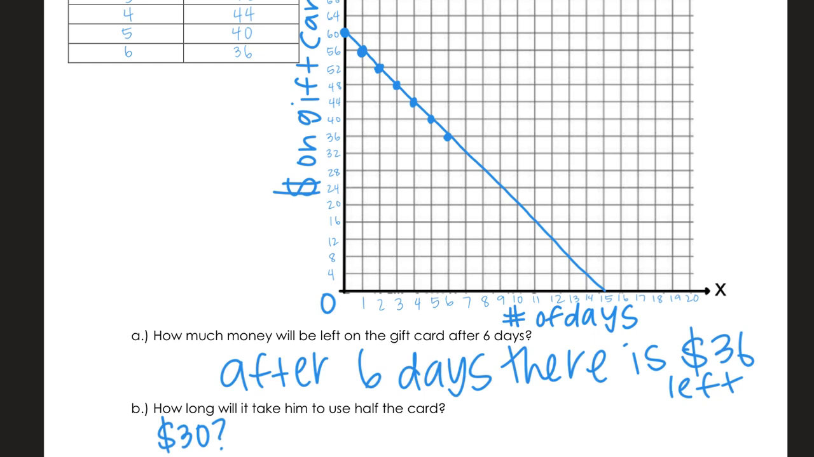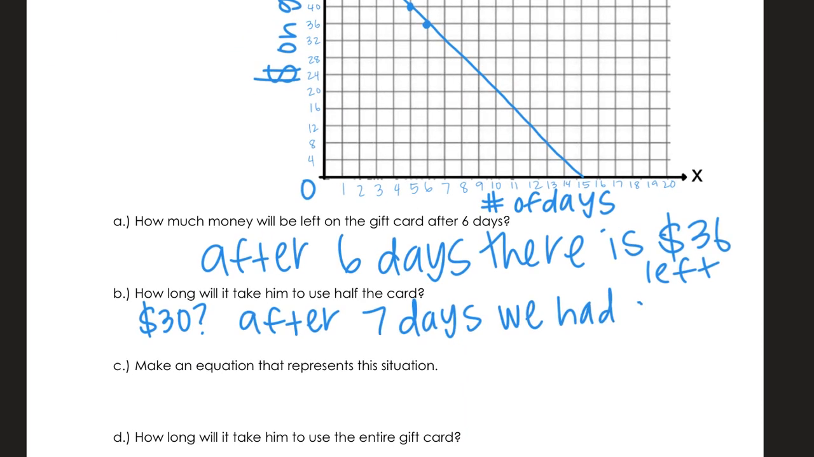So let's see. If we look at 6 days, we were at 36. Then at 7 days, we were at 32. And on the 8th day, we went down to 28. So I would say after 7 days, we had about, we'll say, 7 or 8 days, we could say, about half of the card left.